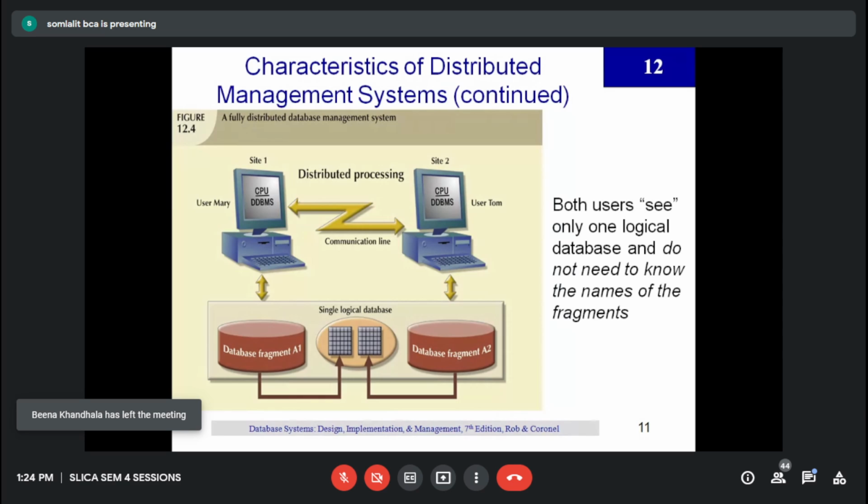Because these computers are connected with one another by a communication media. They are in a network, and as they are in the network, they will be able to share and communicate the data among one another, and will be able to complete the task faster.